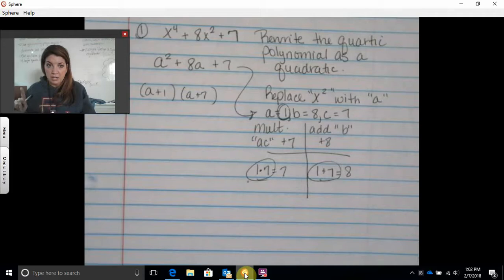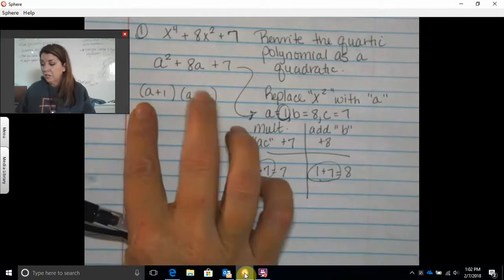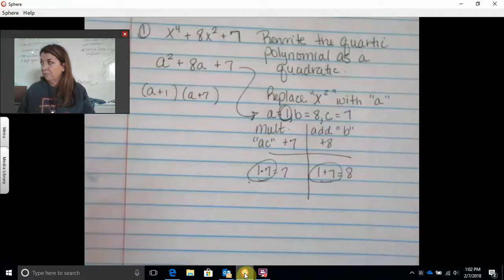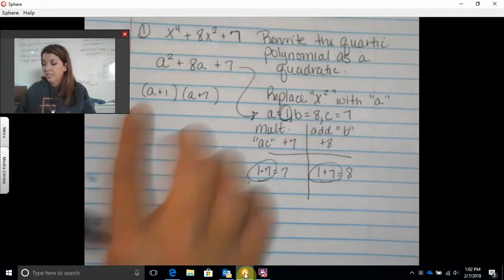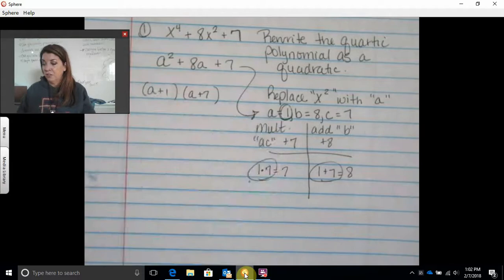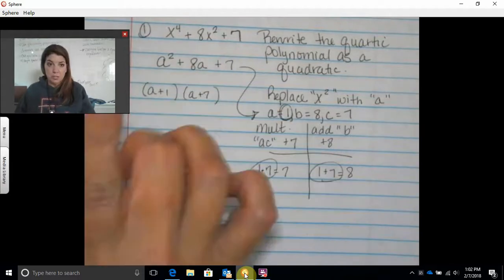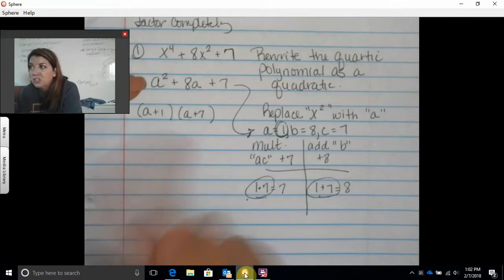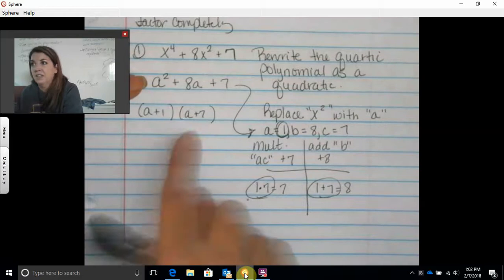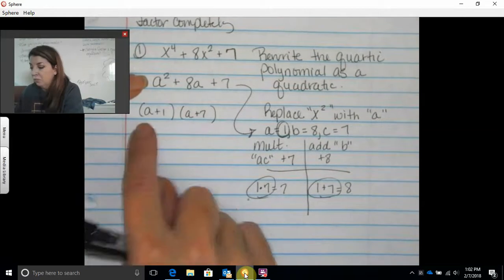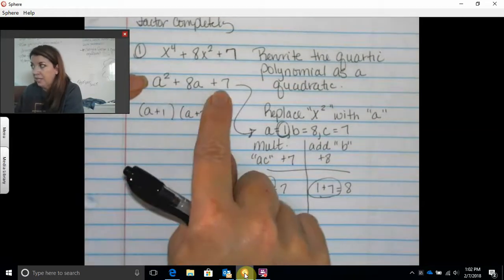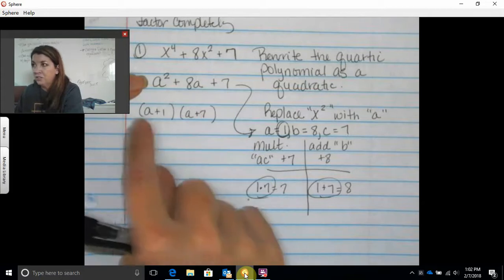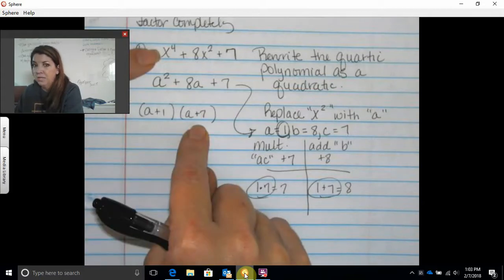Now, real quick, are these my factors, a plus 1 and a plus 7? Is my first term times my first term my first term? No, a times a is a squared, not x to the fourth. 1 times 7, 7, true. But I want to factor x to the fourth plus 8x squared plus 7. Currently, we have factored what we changed it into, but we can't leave it like this, okay? So we've completely factored a squared plus 8a plus 7, but these are not our factors of the original problem. Any idea what we do now?